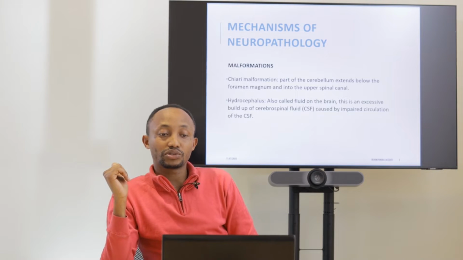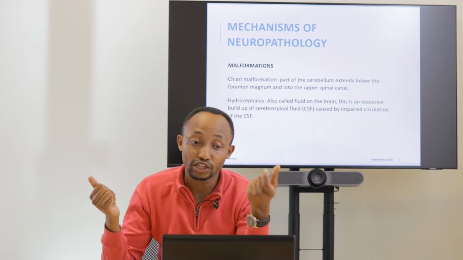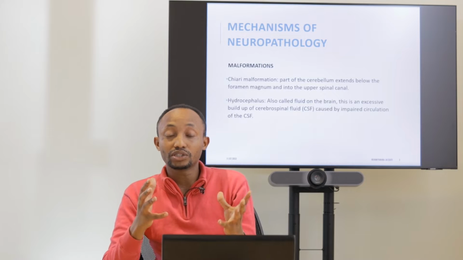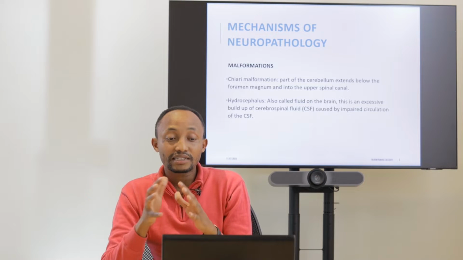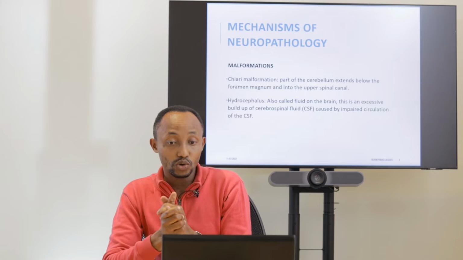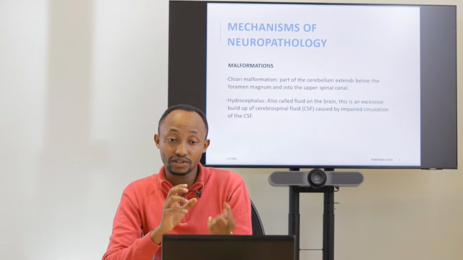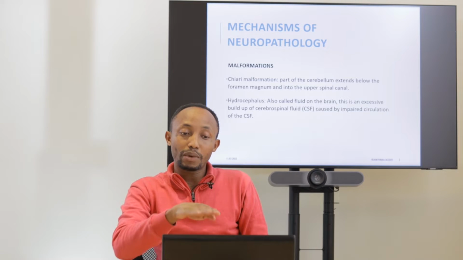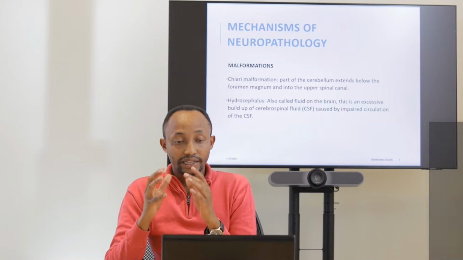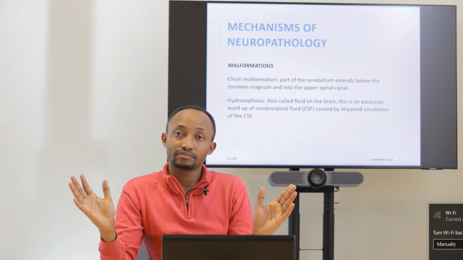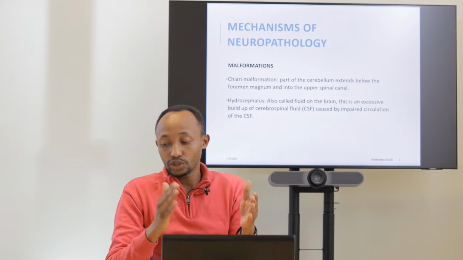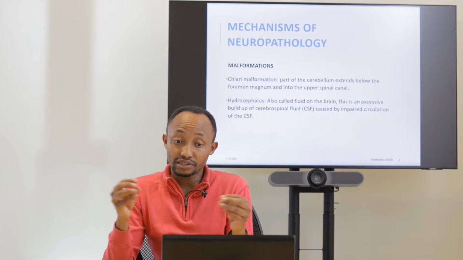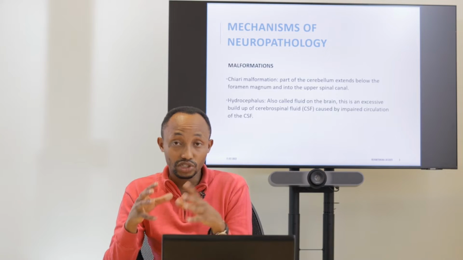The second is now hydrocephalus, like I just mentioned. By the term, hydro means water, and cephalus is the brain. So it is a fluid on the brain. This is an excessive buildup of cerebrospinal fluid caused by impaired circulation of the CSF. CSF is a short form of cerebrospinal fluid. These two malformations are linked, but they can occur separately. One can have a Chiari malformation, which would lead to hydrocephalus. Or one can just have hydrocephalus, where there's a blockage in the ventricular system, which leads to the buildup of the fluid.